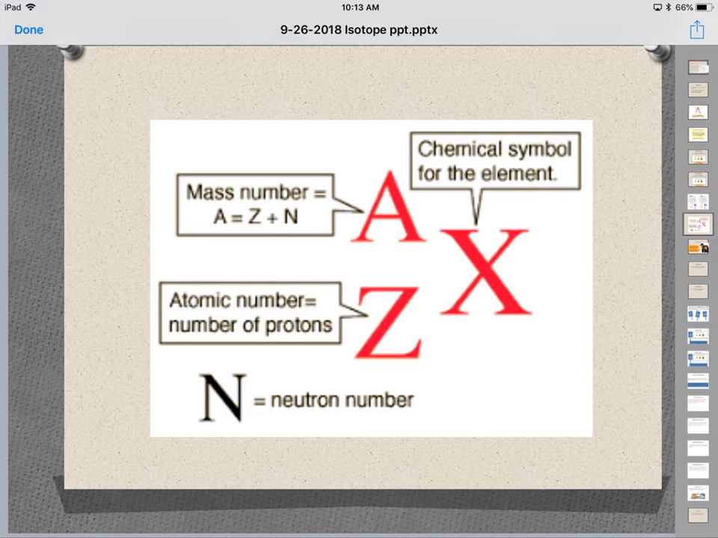A nuclear symbol. And did we do this yesterday? Did we write that down? Yes, I would make sure to write that down.